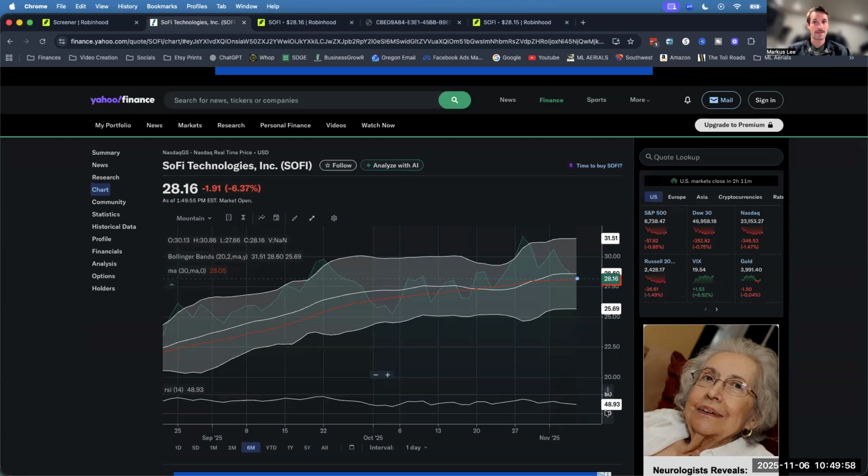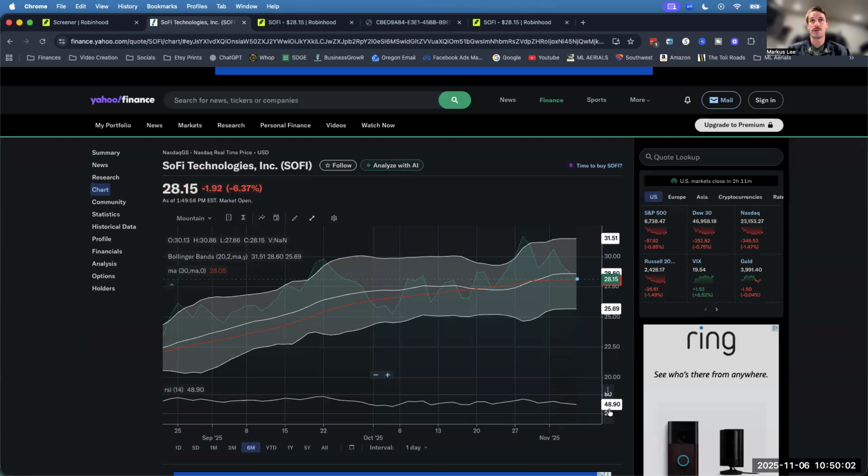Here it's trading right in the middle at around 49. Slightly oversold, but that is fine with me. I'm okay getting in at this lower price of the Bollinger Band, which is around 25.50. So I'm going to go ahead and look at the options chain here. This is going to be the third step in my wheel strategy on a weekly basis.